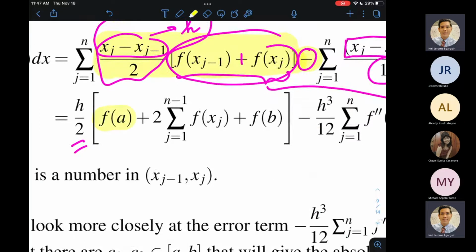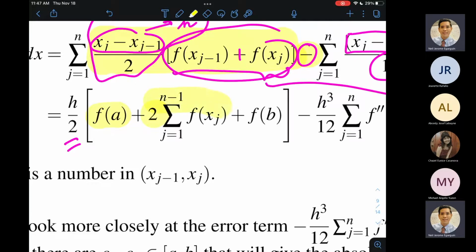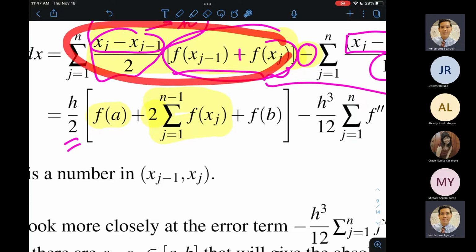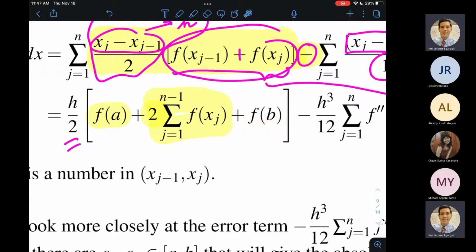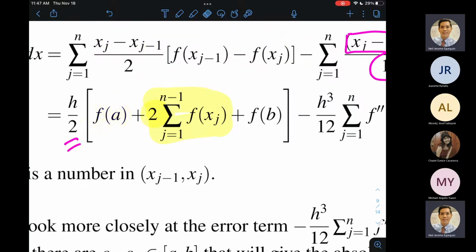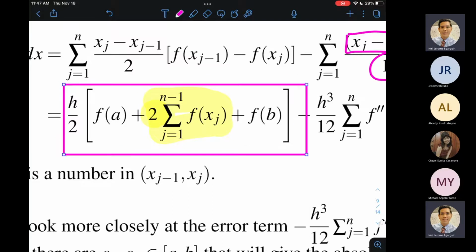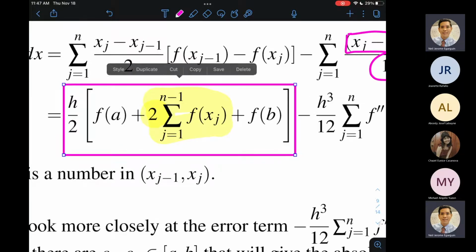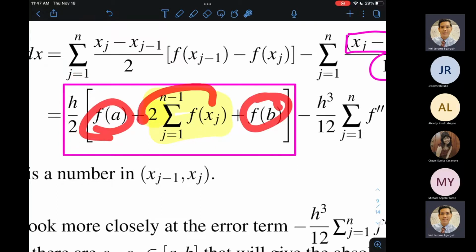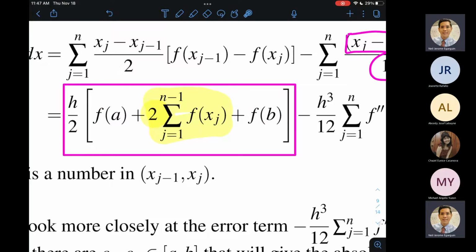F of a plus lahat ng middle function values ay may multiplier na 2. Kaya yan yung term dyan. So si f of x1, f of x2 hanggang f of x sub n minus 1, twice siya nag-appear dun sa malaking summation sa taas. Tapos si f of b, once lamang. Okay. And this guy here, buwasan ko yung mga nakasulat sa slide. Magulo na siya. Okay. So ito ay yung approximate natin para sa integral using the composite trapezoidal rule. All right. So we simply take half of the step size times the sum of f of a, f of b, and twice all the intermediate function values.